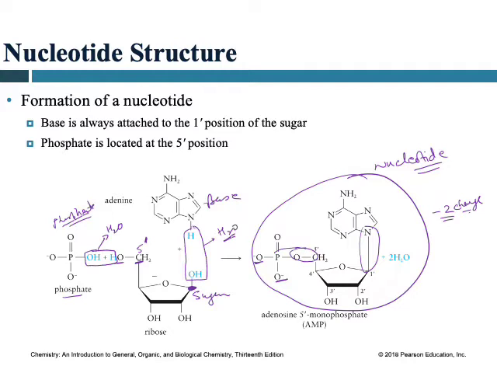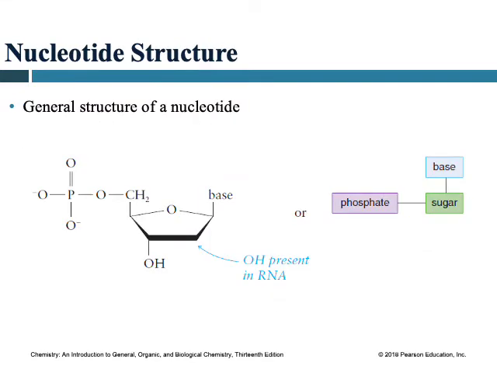So how does the nucleotide form? The base is always attached to the 1' position of the sugar, that I already told you. This is 1'. Phosphate is located at the 5' position, which is the 5' carbon of the sugar. So phosphate is always going to attach to 5'. This is how you make a nucleotide. Okay, so this is the general structure of a nucleotide. You have sugar, you have base, you have phosphate. All three are present, right?